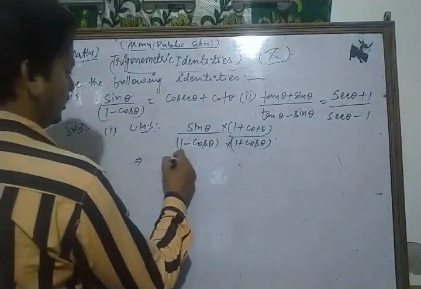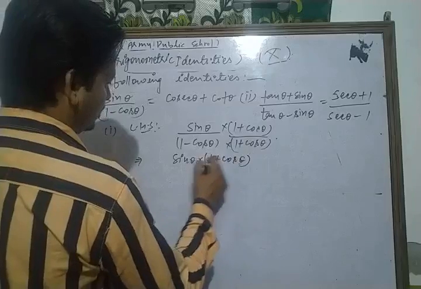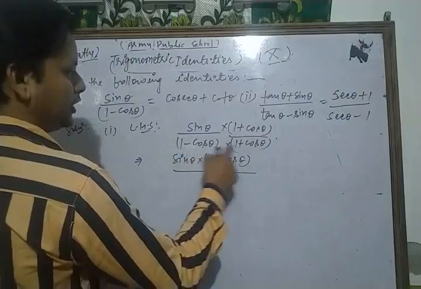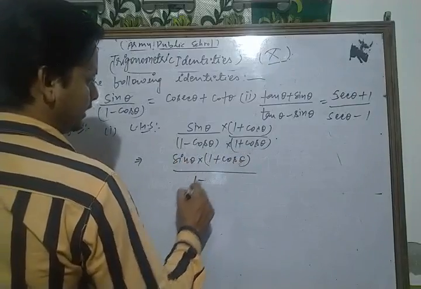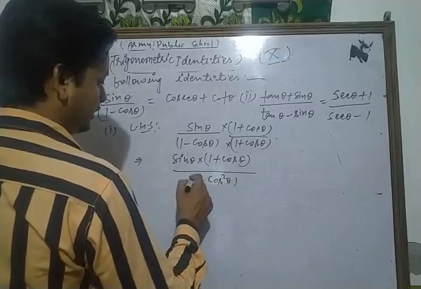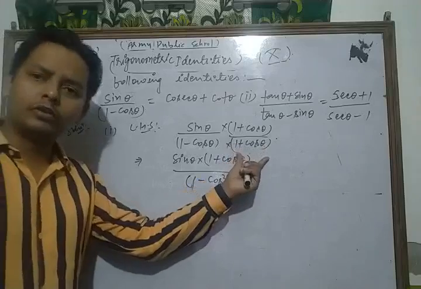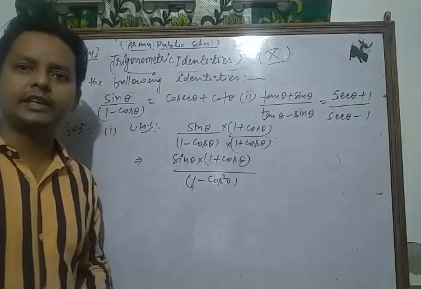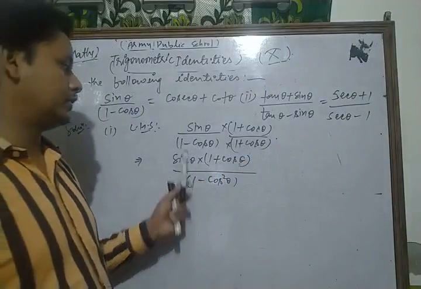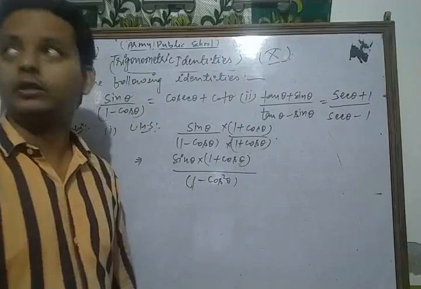So we get sin theta into 1 plus cos theta upon 1 minus cos theta into 1 plus cos theta. 1 minus cos, 1 plus cos is what? A minus b into a plus b. So we can write 1 minus cos square theta, because this is a minus b into a plus b form. So using the identity a plus b into a minus b, we can write a square minus b square. A square means 1 square as 1, minus b square means cos theta as cos square theta. Okay.